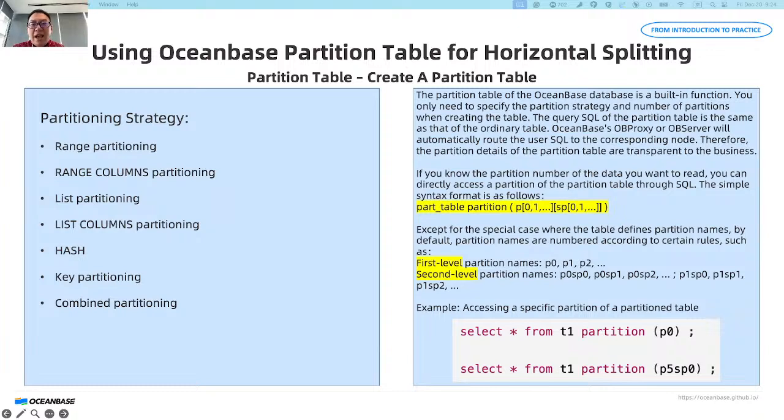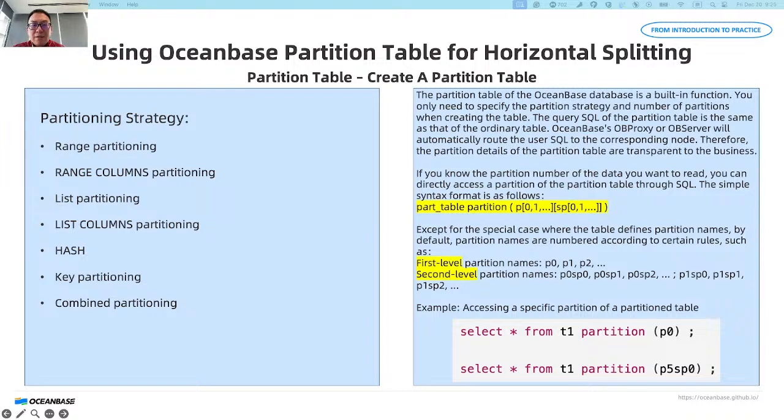For range partition, it's not recommended to set the last column to max value, and hash partition is not suitable to perform range queries based on partition fields. The partition table of the OceanBase database is a built-in function. You only need to specify the partition strategy and the number of partitions when creating the table. The query syntax of the partition table is the same as that of the ordinary table.